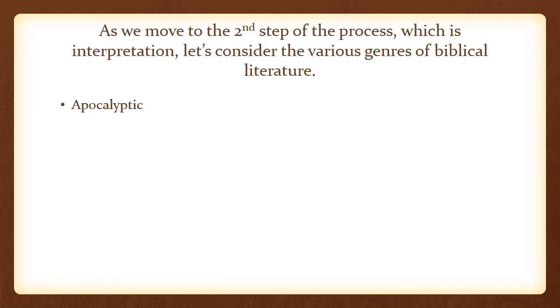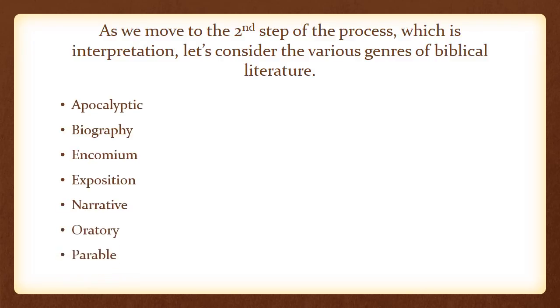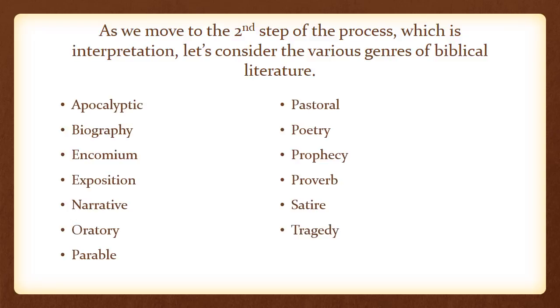One type of biblical literature is apocalyptic. Another type is biography. Another type of biblical literature is called encomium. It's a very difficult word to pronounce. Also, exposition, narrative, oratory, parable, pastoral, poetry, prophecy, proverb, satire, tragedy, and wisdom literature. Be sure to read the explanation that Hendricks gives for each of these genres of biblical literature.